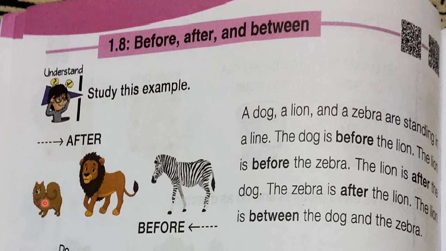Okay, the lion is before the zebra. It is standing before the zebra. The lion is after the dog. The zebra is after the lion. The lion is between, where is it? Between the dog and the zebra. The lion is between the dog and the zebra.